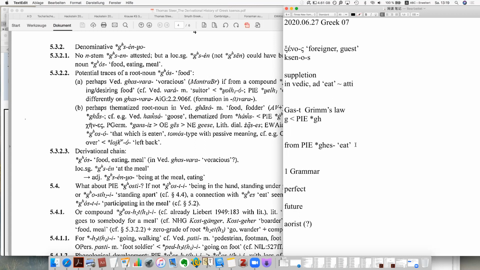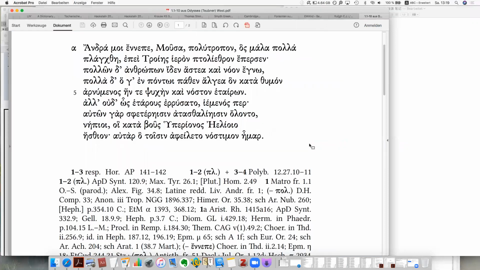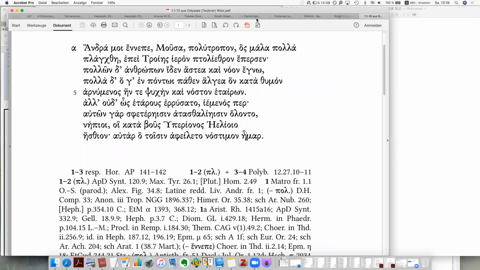I just want to mention that the etymology of ξένος is really interesting, that it is connected with gast and goes back to the Indo-European root for eat. Okay, so this is for eating. This is a very trivial thing. And now let's move on to the grammar.